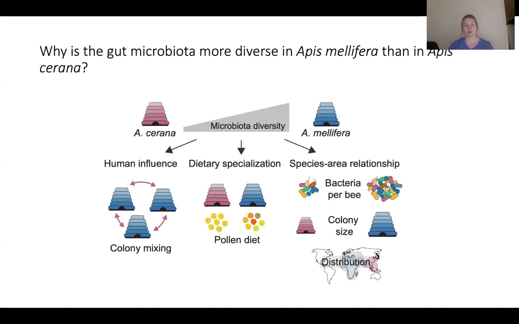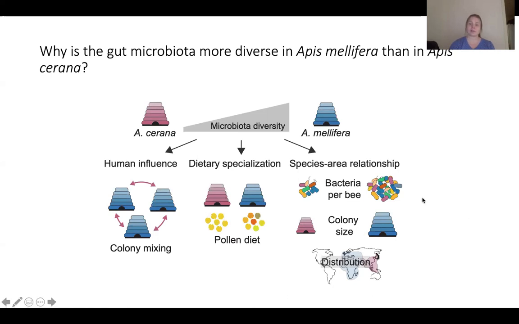We're also wondering whether there could be an impact of diet. Currently, we don't know so much about the foraging range of these bees. There's been a few studies in Asia which indicate that they forage for more or less the same things, but it's possible that there are some differences. And if Apis cerana turns out to be more of a specialist, then maybe it doesn't need such a diverse microbiota.